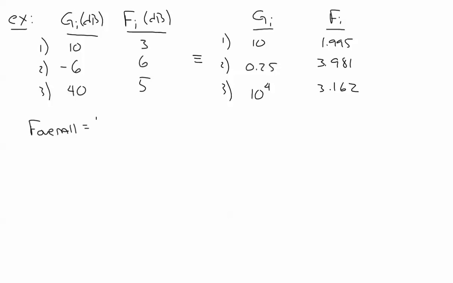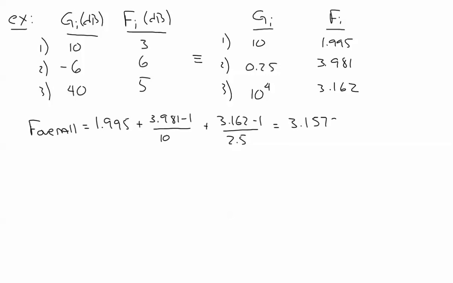All right. The overall noise figure is then 1.995 plus (3.981 minus 1) over 10, plus (3.162 minus 1) over 2.5, and that is 3.1579 as a ratio, or about 5 dB. The overall noise figure for this collection of 3 cascaded amplifiers is about 5 dB.